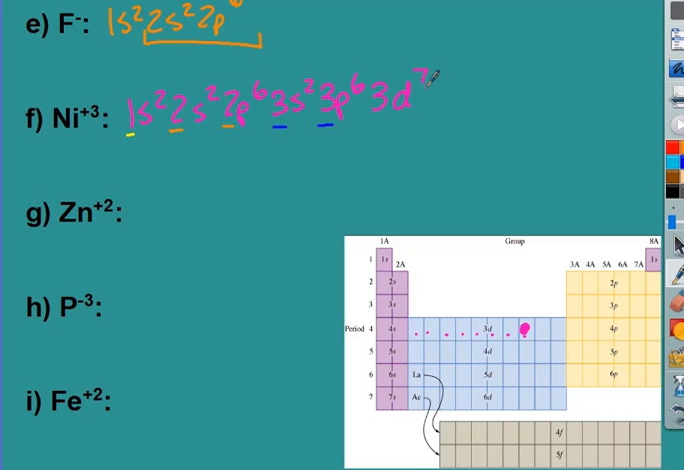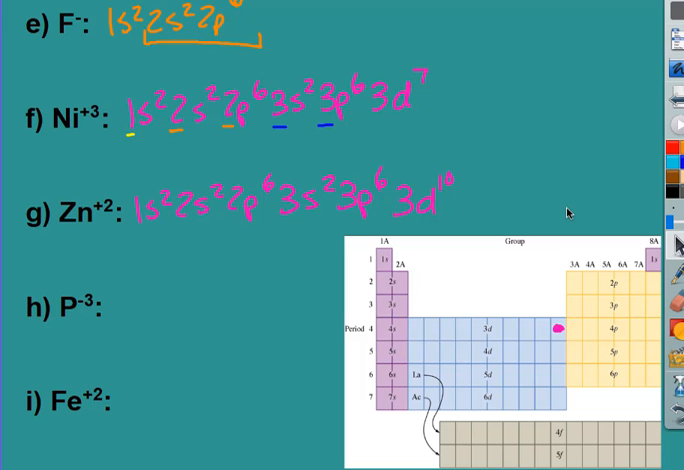Okay, go ahead and pause the video and do G on your own. So for zinc ion, you should have had 1s2, 2s2, 2p6, 3s2, 3p6, 4s2, 3d10. Since it was a +2, I'm going to lose those from the 4s, and I'm left with that.